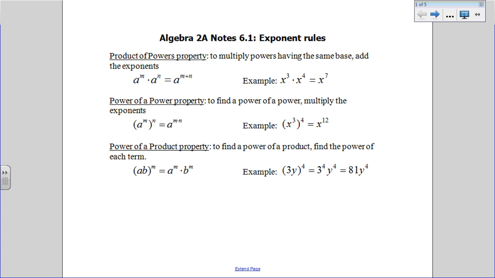All right, ladies and gentlemen, we're going to take a look at our exponent rules today. And so we're going to do a quick review from what we covered in Algebra 1. So if we have the same base being multiplied together, we're going to add those exponents. So we look at that as just m plus n.